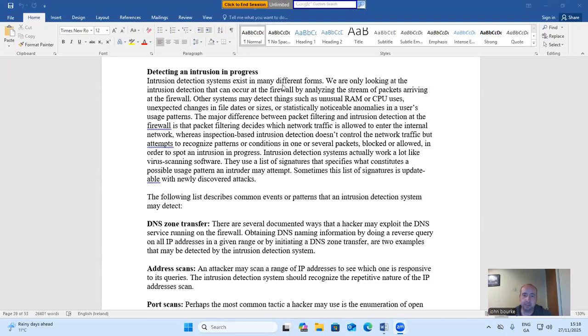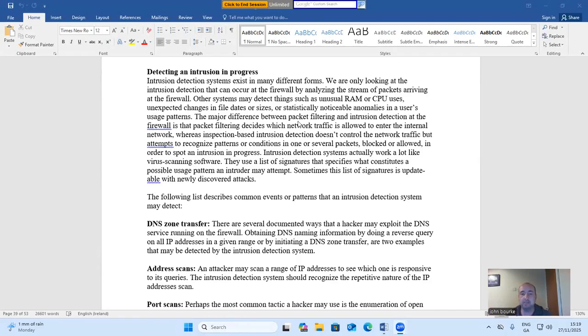Intrusion detection systems exist in many different forms. We're only looking at the intrusion detection system that can occur at the firewall by analyzing the stream of packets arriving at the firewall. Other systems may detect things such as unusual RAM or CPU uses, unexpected changes in file dates and sizes, or statistically noticeable anomalies in a user's usage patterns.